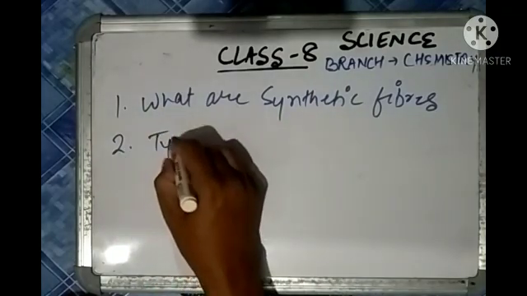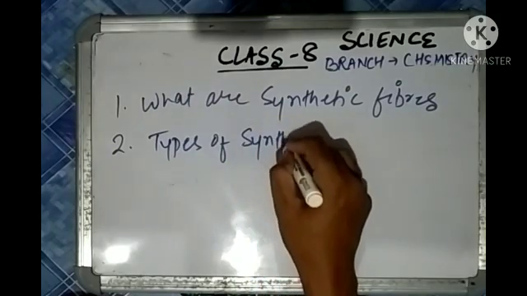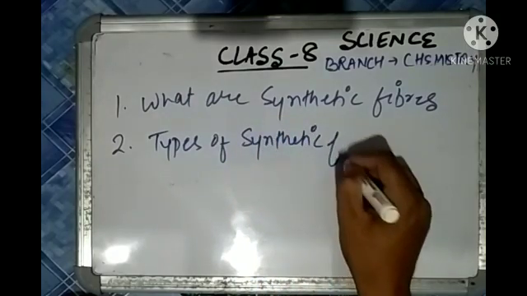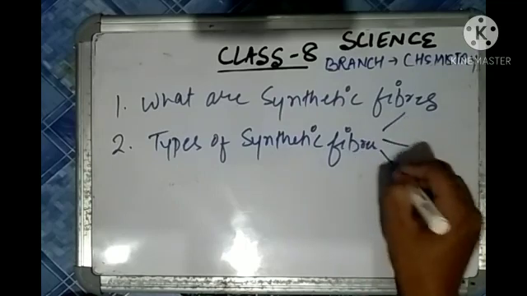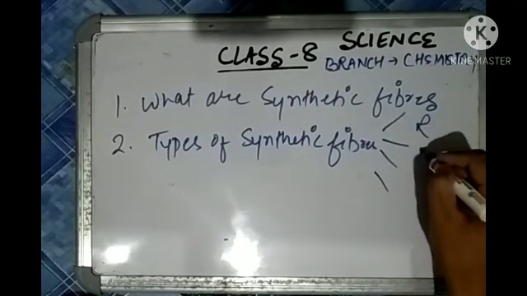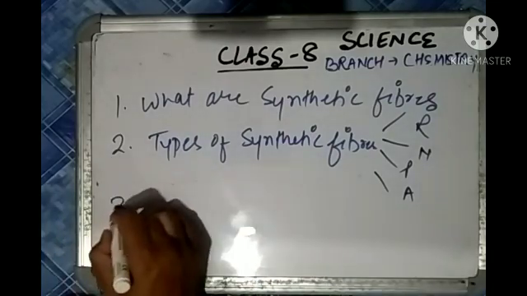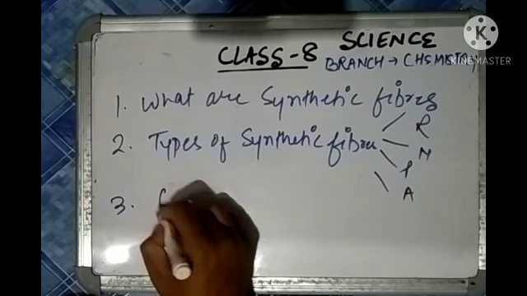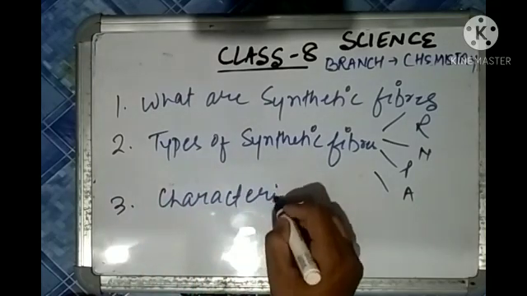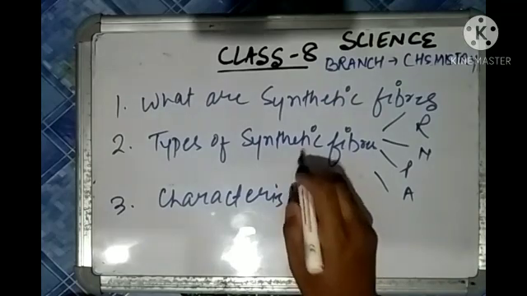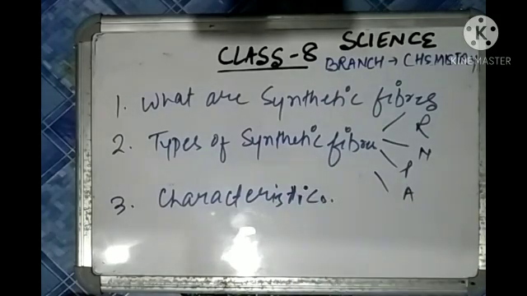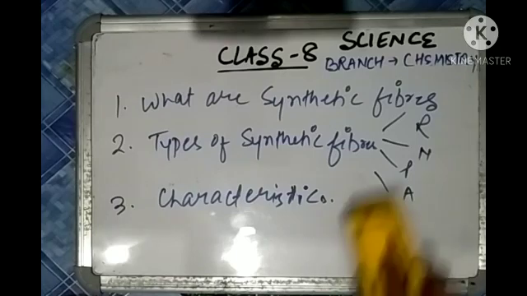We have learned types of synthetic fiber. In types of synthetic fibers, we have learned rayon, then nylon, polyester, acrylic, and how they are made, and properties also we have learned. So the third topic, the last topic of today's lecture, that is characteristics of synthetic fiber. We have learned that synthetic fibers are durable, readily available, easy to wash, and cheap also.